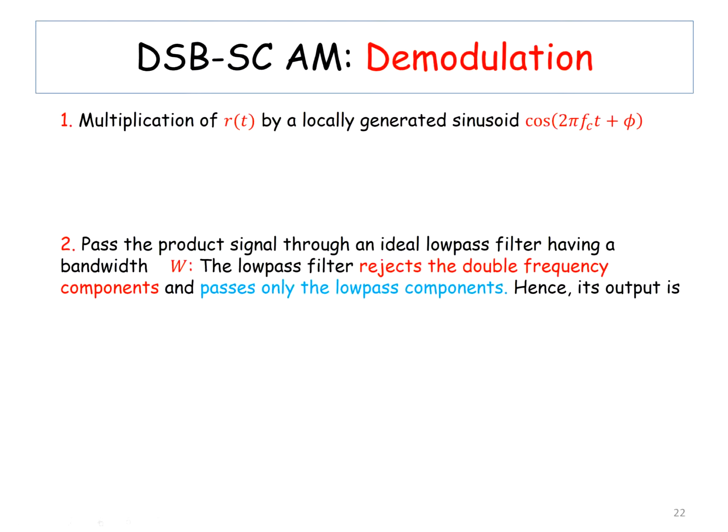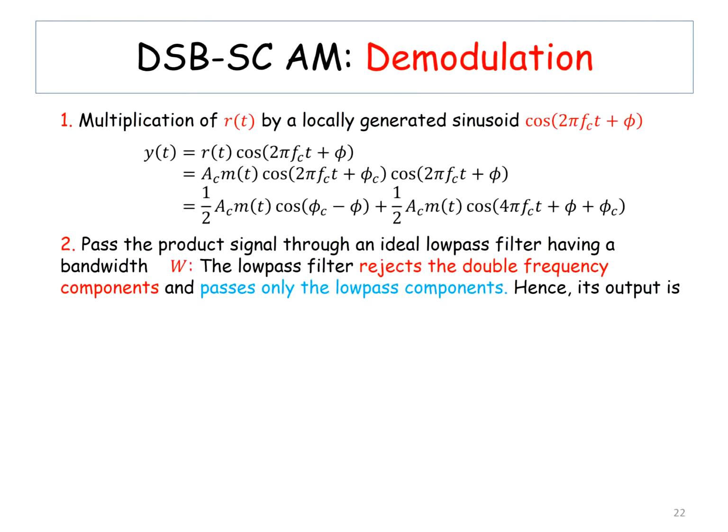Let us detail the demodulation steps. In the first step, by the multiplication of the received signal with the locally generated sinusoid, the following signal is obtained. In the second step, by the filtering, the double frequency component is eliminated. In the resulting signal, we can obtain the message signal and the sinusoidal term as a function of phase difference.